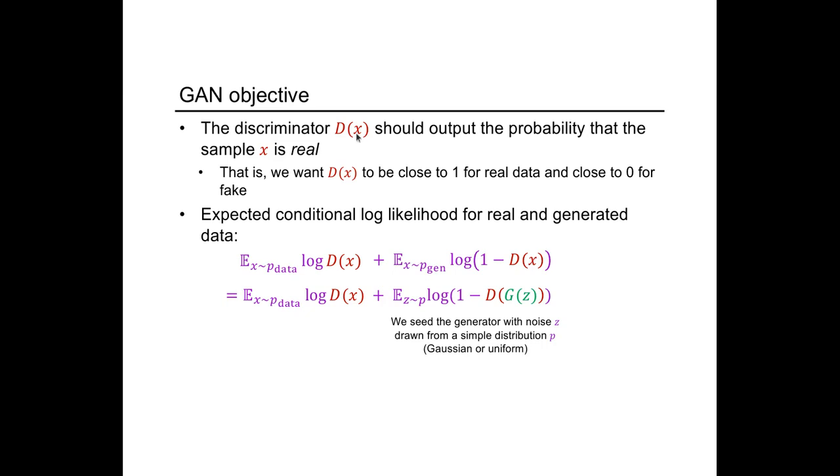Then for this task, the expected conditional log likelihood for real and generated data is given by the expected log likelihood of D(x), where x is distributed according to p data, plus the expected log likelihood of 1 minus D(x), where x is produced by the distribution of the generator. That is, E over x from p data of log D(x) plus E over z from p(z) of log(1 minus D(G(z))). Here D(x) becomes D(G(z)), where z is the input to the generator and G(z) is the fake output or the synthetic image, and z belongs to a simple distribution like a normal distribution or a uniform distribution.